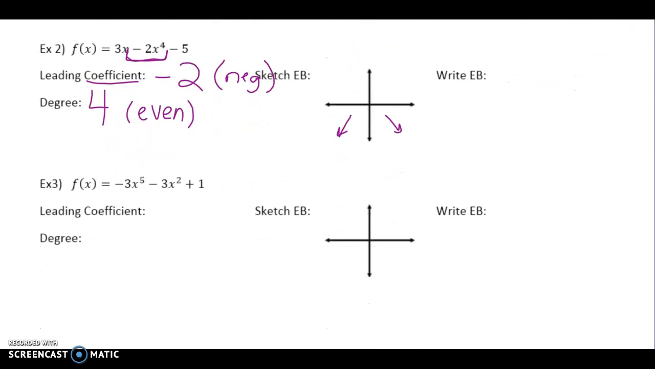One more example. What's our leading coefficient? -3. We have our negative. And what's our degree? Which is odd. So odd tells us what? So it's going in different directions, and we're going down the mountain. Start at the top, go to the bottom.